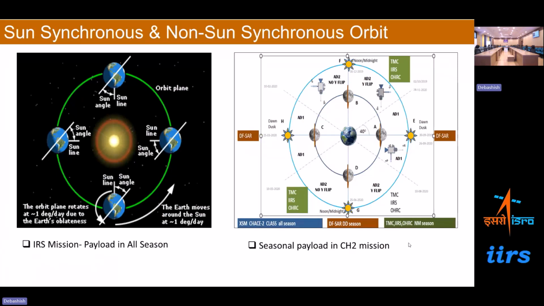So this is the IIRS mission. Typically, all the IIRS missions follow the sun-synchronous orbit. So payload operation can happen in all seasons.